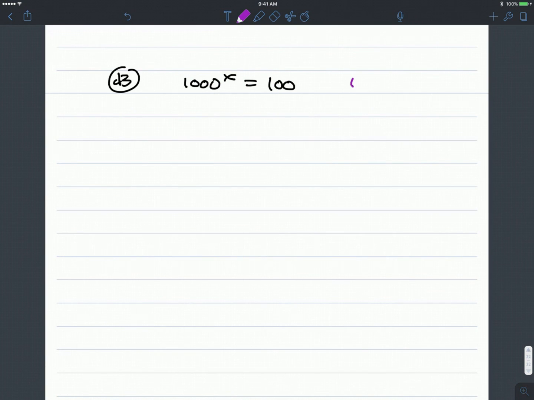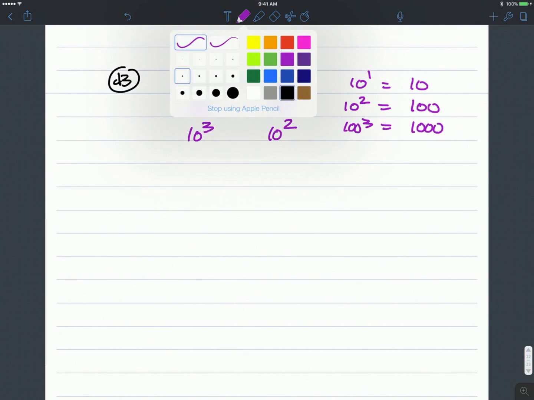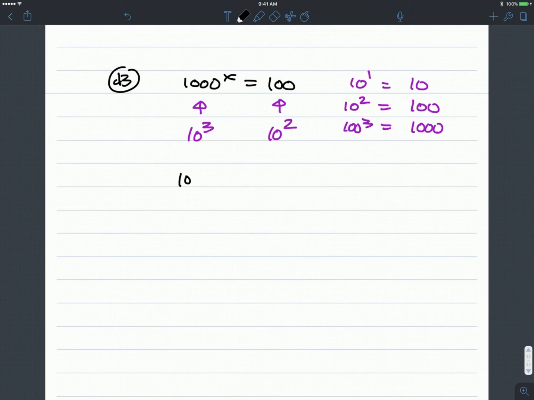10. Good job. 10 to the first is what? 10. 10 to the second power is what? 100. 10 to the third power is what? You're right. So notice 1,000 can be replaced with 10 to the third. What about 100? 10 to the second power. Right? You guys good with that? Yeah. That means we have 10 to the third power raised to the x power is 10 to the second power.